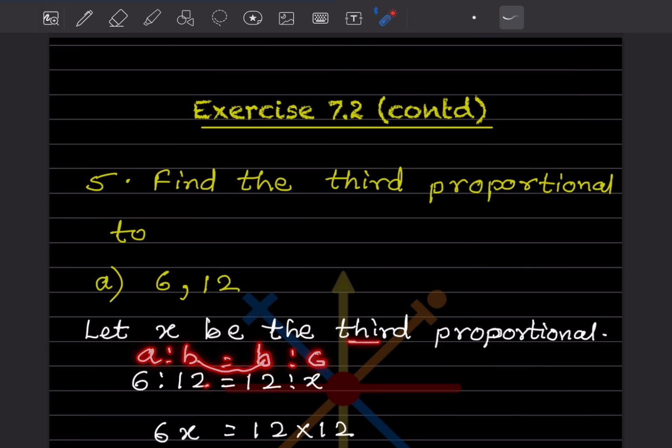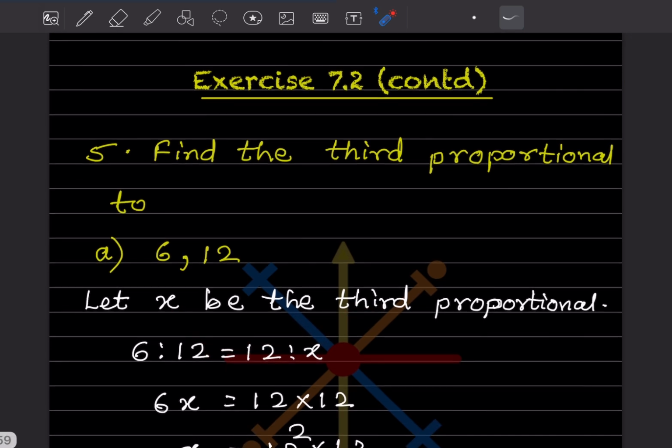So for the third proportional, can you see this is B, this is going to repeat, and we'll consider that X as the third proportional. So X will be at the last. Now what are we going to do? You know the product of extremes is equal to product of means. You can have a watch in the previous video. So these are the extremes and these are the means.